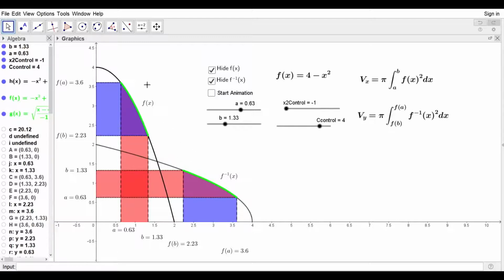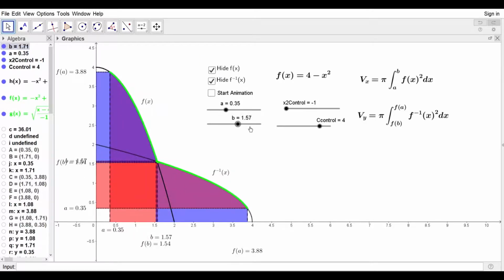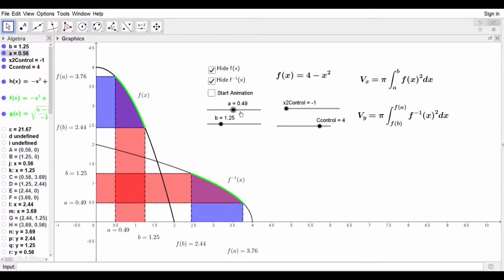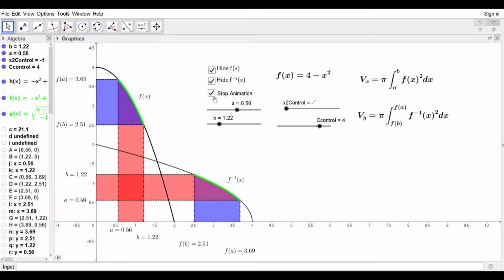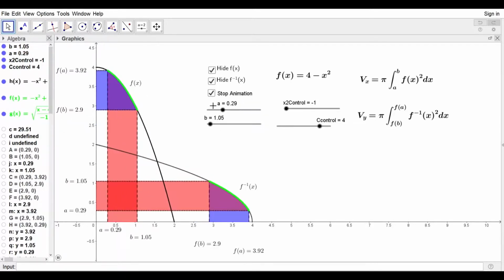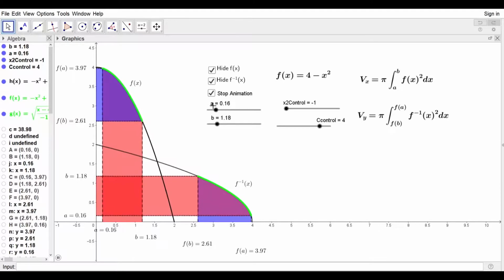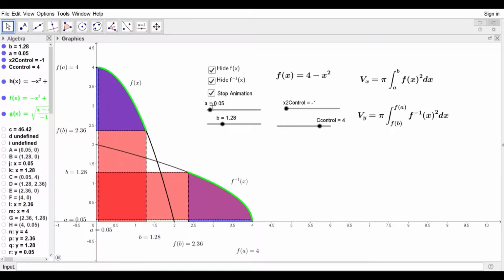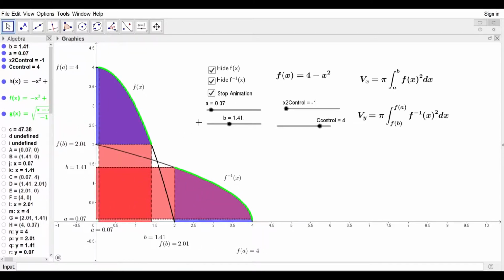This is important because the blue area on f of x represents the rotation around the y-axis, while the blue area on the inverse function represents the rotational element around the x-axis. We can move around our intervals a little bit, see that this holds true for any interval on our function. We can also start a fancy little animation we have here, if we're not completely convinced, and it will cycle through a bunch of different combinations of intervals.